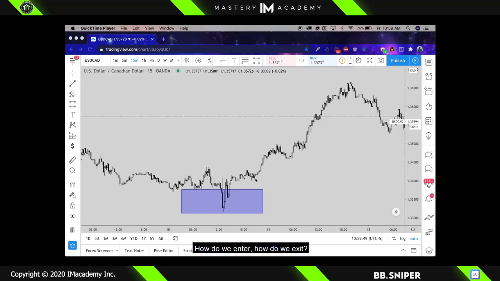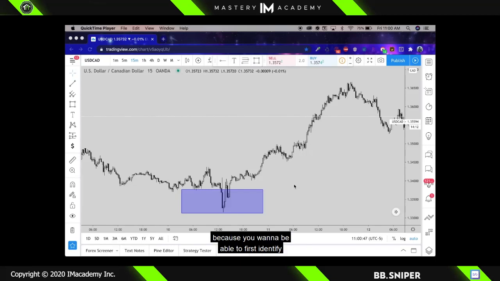So how can we take advantage of institutional candles? How do we enter? How do we exit? What is the point of identifying institutional moves? So this is actually a crucial part of your analysis because you want to be able to first identify where the institutions have played so that you can find your entry and exit points, okay?